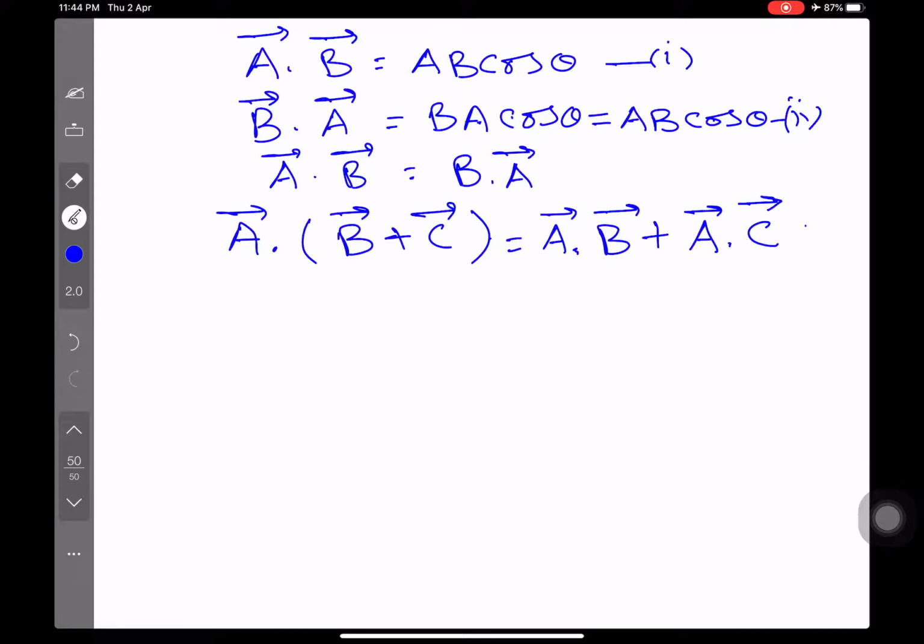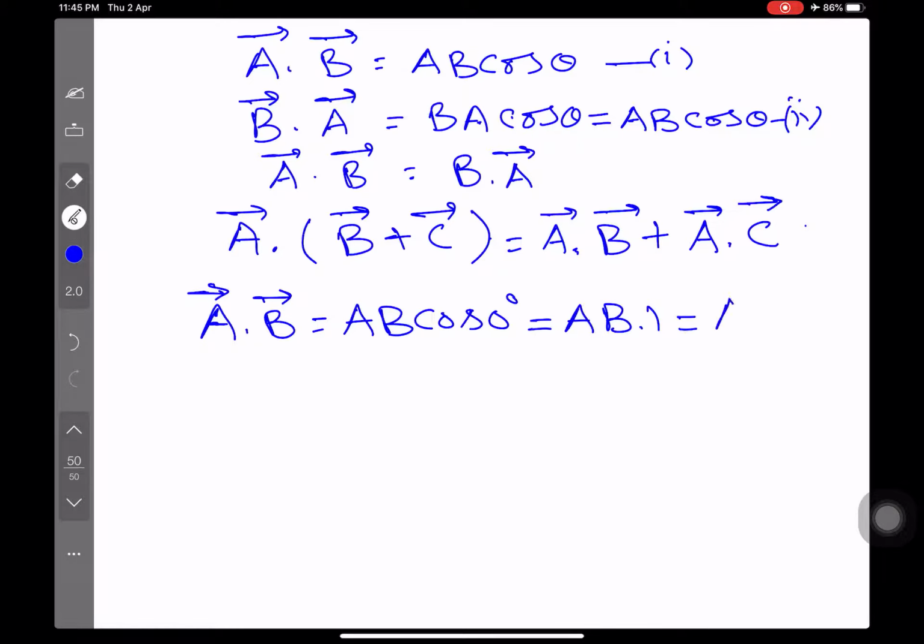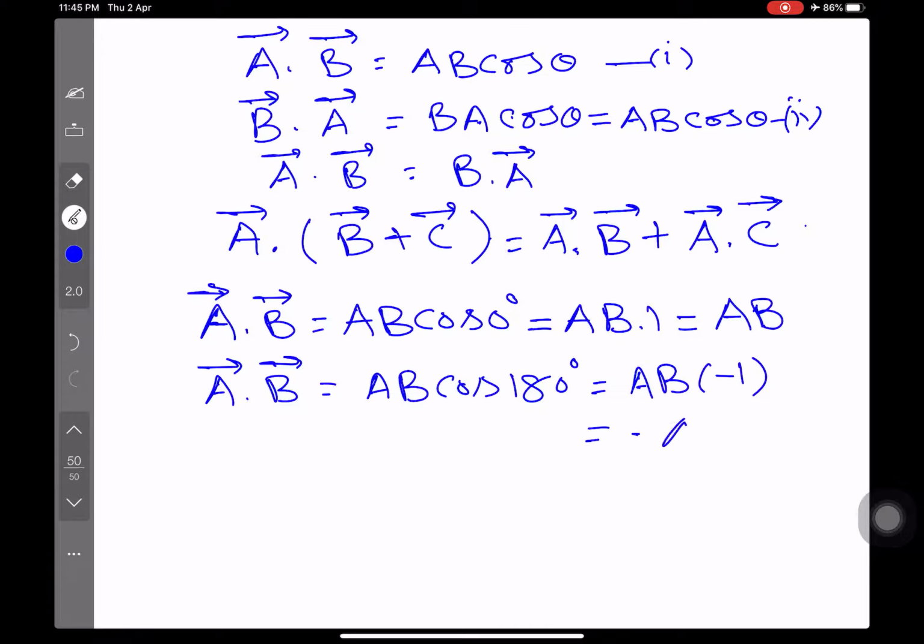Now, next property is dot product of two parallel vectors. If A and B are two parallel vectors, then the angle between them is 0 degree. And therefore, A dot B will be equal to AB cos 0 degree. And cos 0 degree is 1. So this is equal to AB into 1 equal to AB. That means the dot product of two parallel vectors is equal to the product of the magnitudes of those two vectors. And if they are anti-parallel, then the angle between them is 180 degree, and therefore the dot product of two anti-parallel vectors will be A dot B equal to AB cos 180 degree, and cos 180 is minus 1. So therefore this will be equal to AB into minus 1 equal to minus AB.